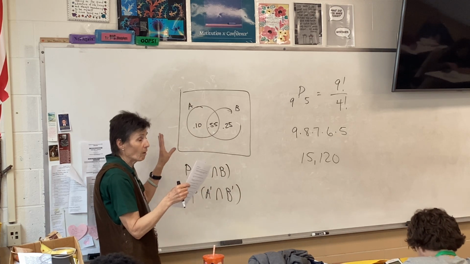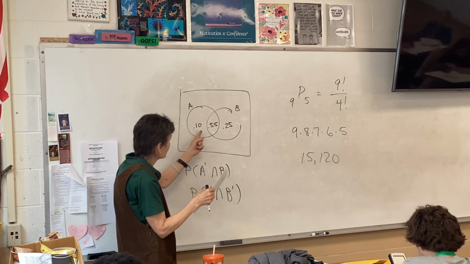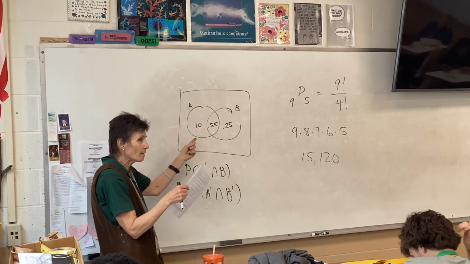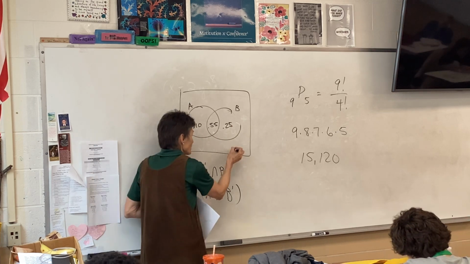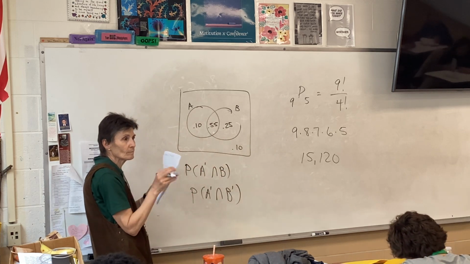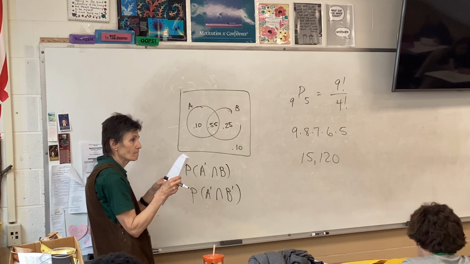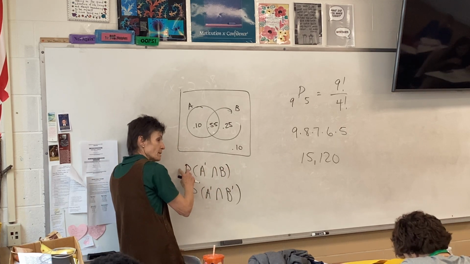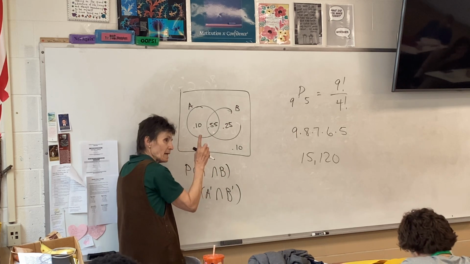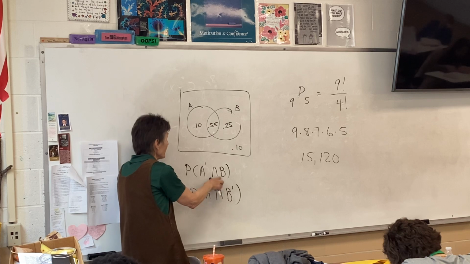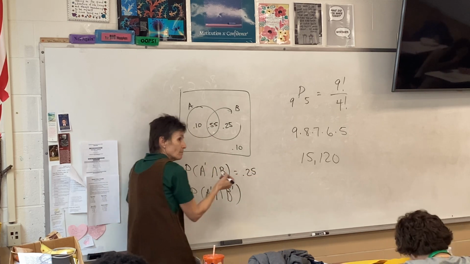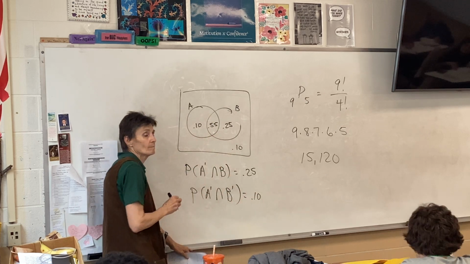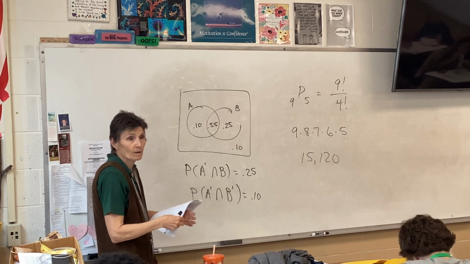Got it? Now, here's the issue. If you look at this, you got 10%, 55%, and 25%. What does that add up to? 90, which means there's 10% still out here. Now here are the questions. What is this question asking me for? Only bananas. No apples, only bananas. So 0.25 on that one. And this is, don't like anything, so that's 0.10. Everybody okay?